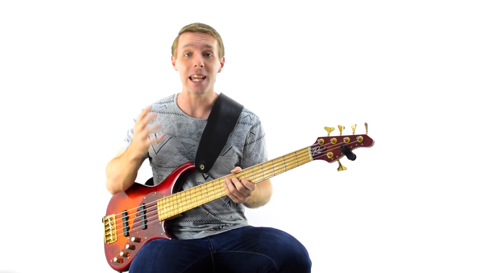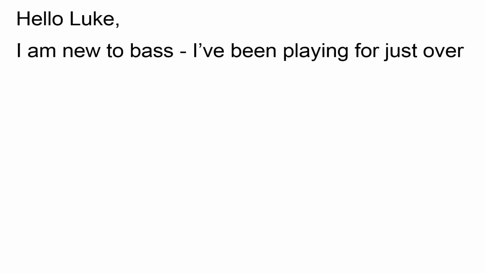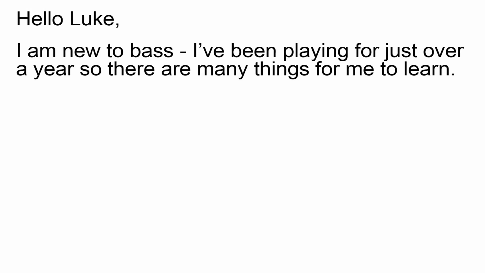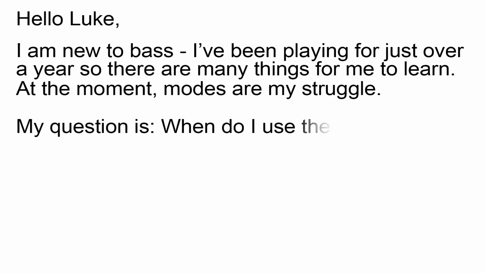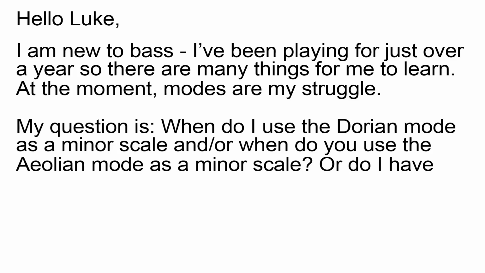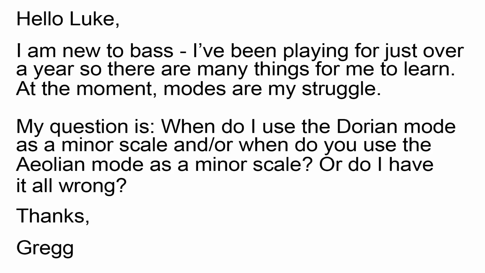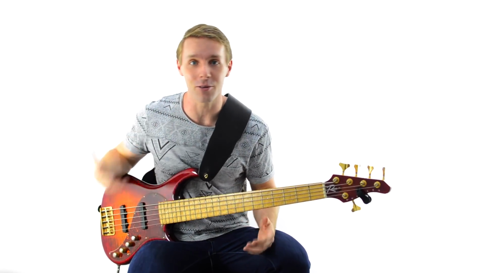Today we have a question from an email subscriber named Greg who writes, "Hello Luke, I'm new to bass. I've been playing for just over a year, so there are many things for me to learn. At the moment, modes are my struggle. My question is this: when do I use the Dorian mode as a minor scale, and when do you use the Aeolian mode as a minor scale? Or do I have it all wrong? Thanks, Greg." Oh my goodness, I don't know about you, but this is definitely something I can relate to.